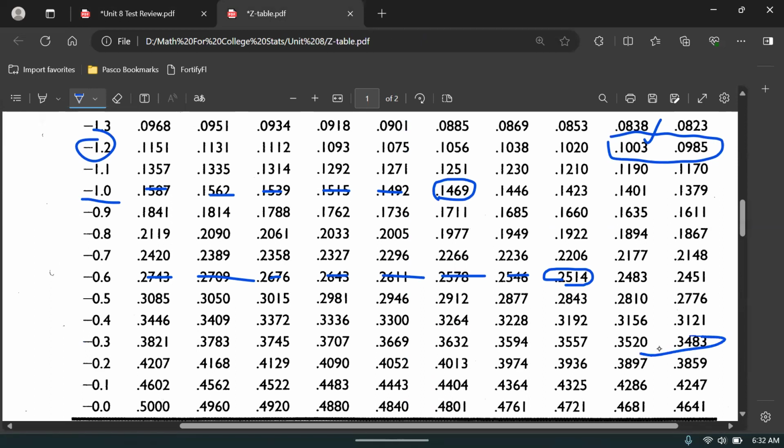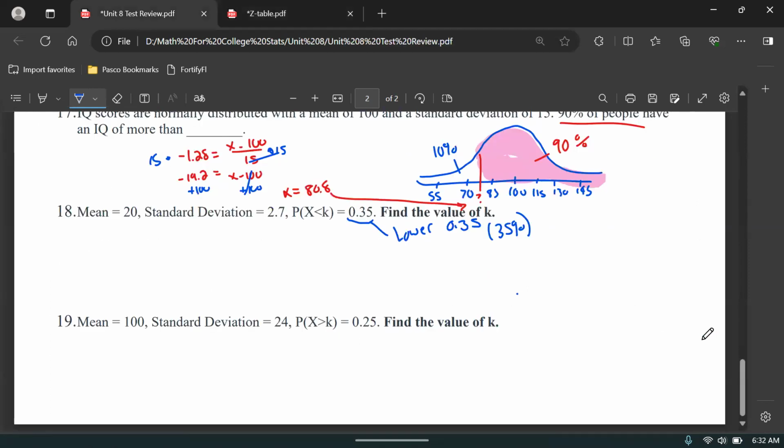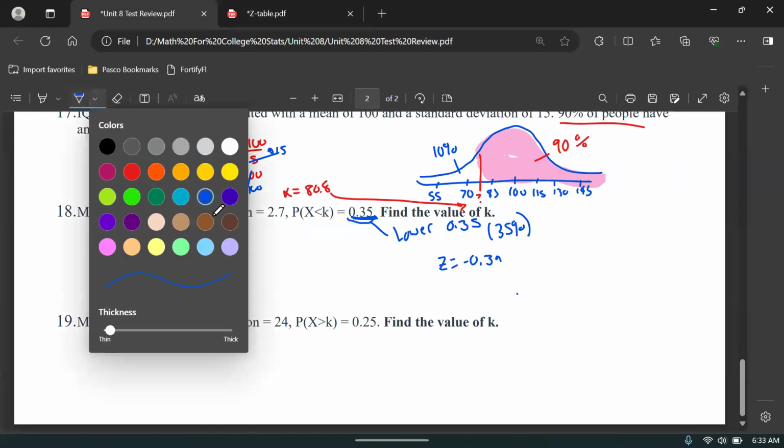which is between these two. And this one's technically closer. The 3483 is technically closer to 35. And that's at negative 0.39. So that's Z-score negative 0.39. So let's use it. Negative 0.39. Our X value is, we don't know, that's what we're solving for. Mean is 20. Standard deviation is 2.7. So remember, you have to just find the z-score. You have to know what percent you're looking at, go find the z-score that goes to that percent, and then use it. From there, it's pretty much just an algebra problem again.